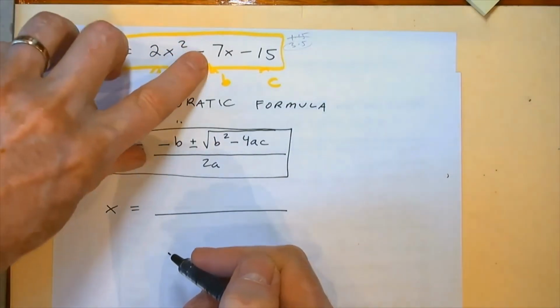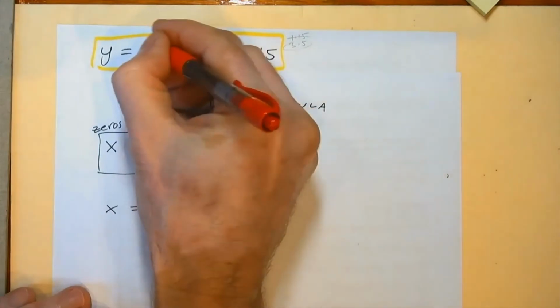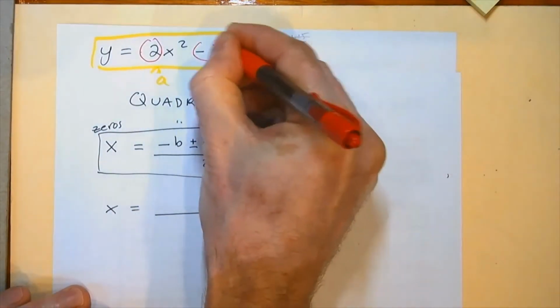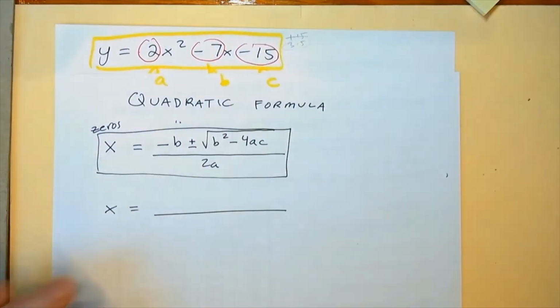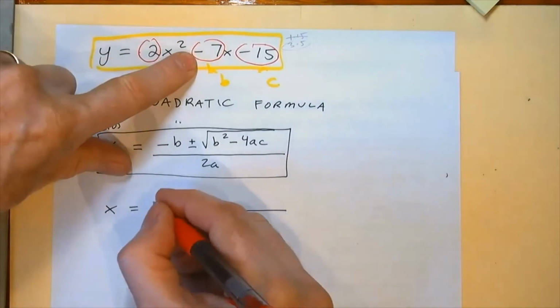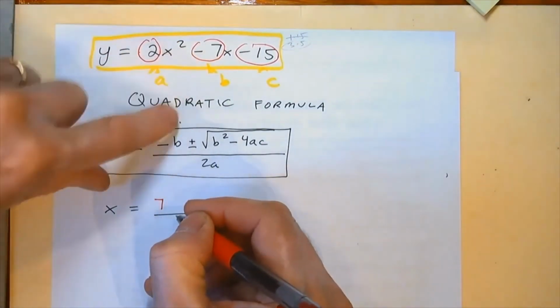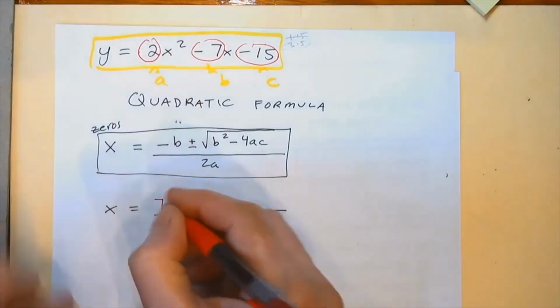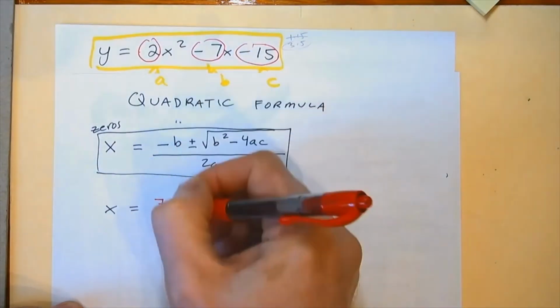Opposite of B. B is -7. Some people like to circle them. There's A, there's B, and there's C. A little safer that way. The opposite of 7, the opposite of -7, it always starts out backwards. If you see negative, you put positive.